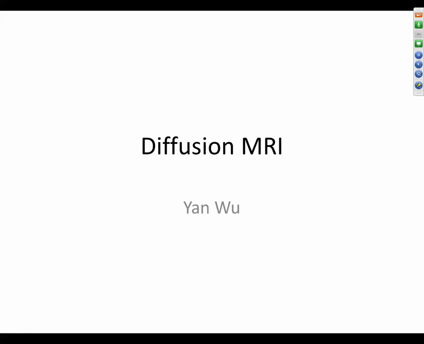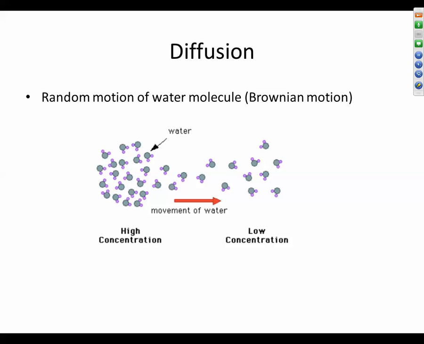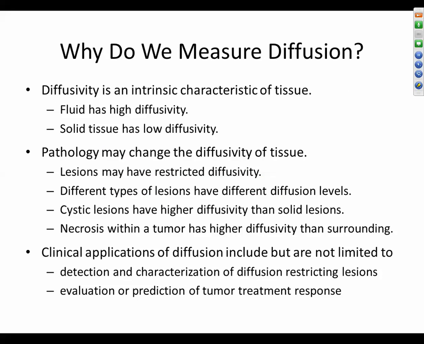Okay, today we are going to talk about diffusion MRI. First, what is diffusion? Diffusion is the random motion of small particles, maybe water molecules. Actually, it's Brownian motion. Then why do we need to measure diffusion?